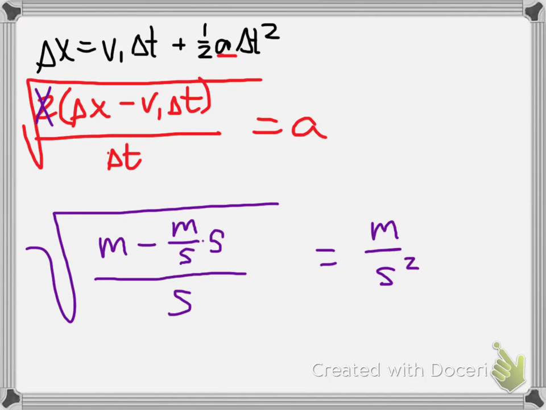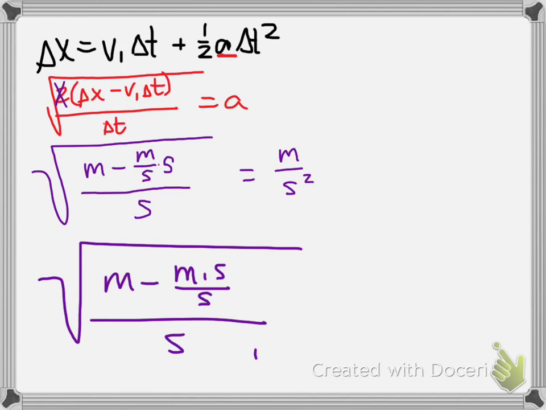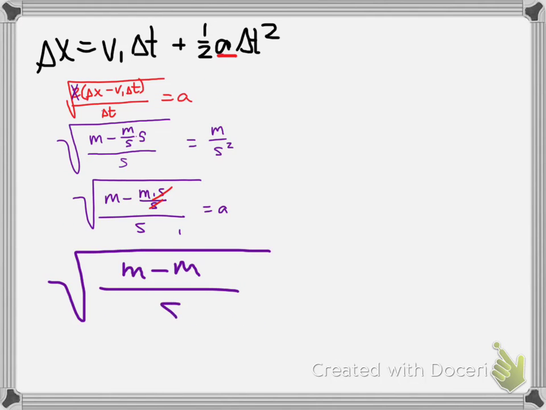So we'll start with getting things under the radical cleaned up a little bit. Okay, so I've got meters minus meters times second over seconds. My seconds will cancel. I have meters minus meters over seconds, square root thereof. Whoops, I put an A in there. I can't believe I did that. Nobody yelled at me either.